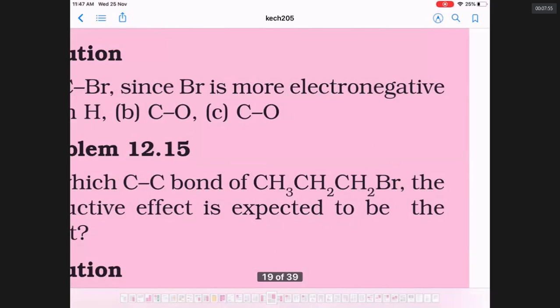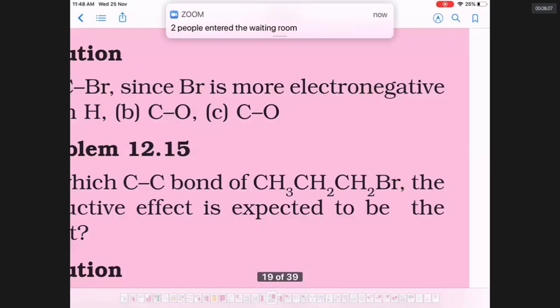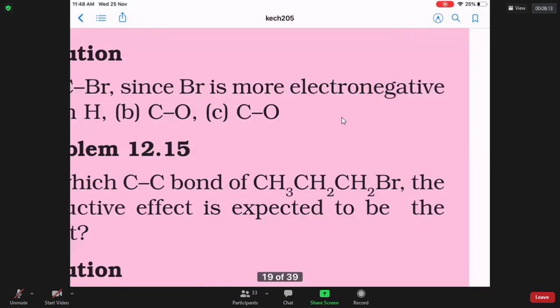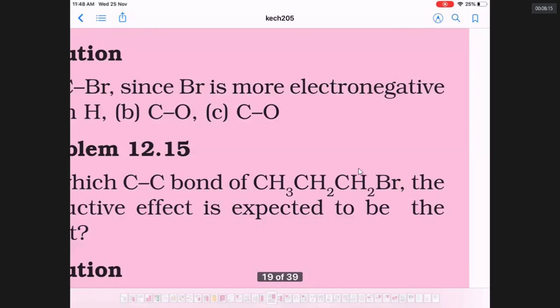Br is linked to carbon number 1. Carbon number 1 is linked to carbon number 2. Carbon number 2 is linked to carbon number 3. In which carbon is the charge separated least? 1, 2, or 3? Least, sir. The charge separated will die away as you are going away. The third carbon has the lowest charge.